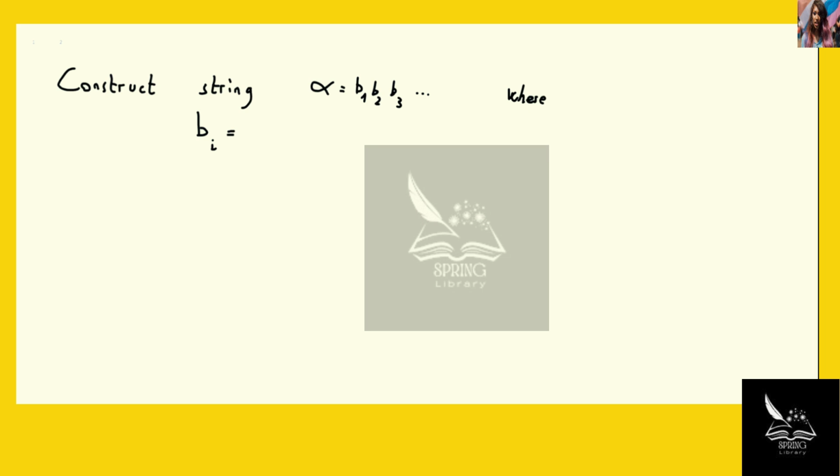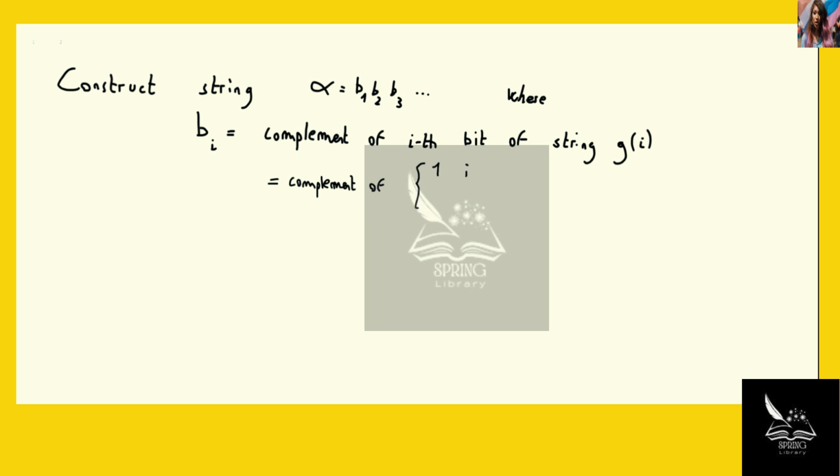Now let's see what goes wrong. Let's construct a string, let's call it alpha, made of bits B1, B2, B3, where we define the ith bit of the string alpha to be the complement of the ith bit of the string G of i. So this is the complement of, recall that by definition of G of i, the ith bit of G of i is 1 if i is in F of i, and 0 if i is not in F of i. That's just what we've seen in the previous page.